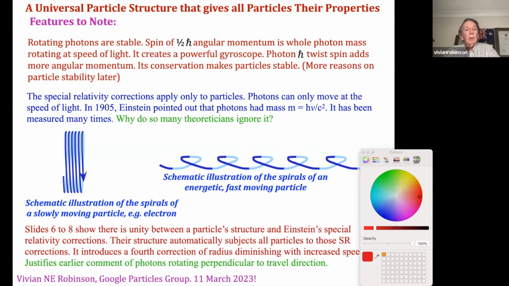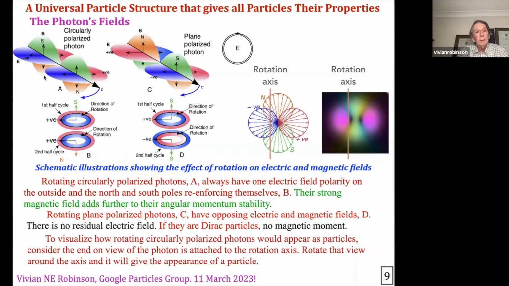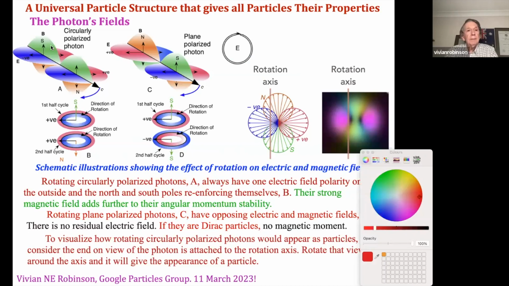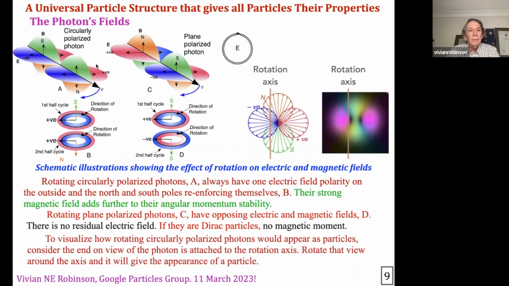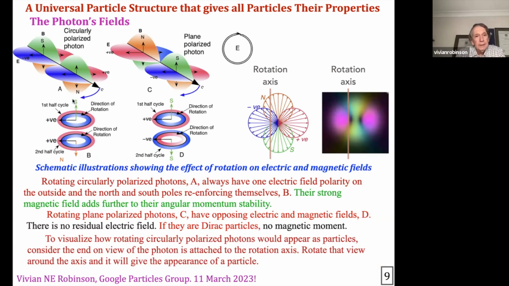But what happens to the rest of the field? Well, if we consider circularly polarized photons, as was shown before, each of the 4 fields will always be in its own quadrant. So if you rotate it in this direction, then in the first half cycle, you'll have the positive field on the outside and the negative field on the inside. In the second half rotation, you'll still have the positive field on the outside.